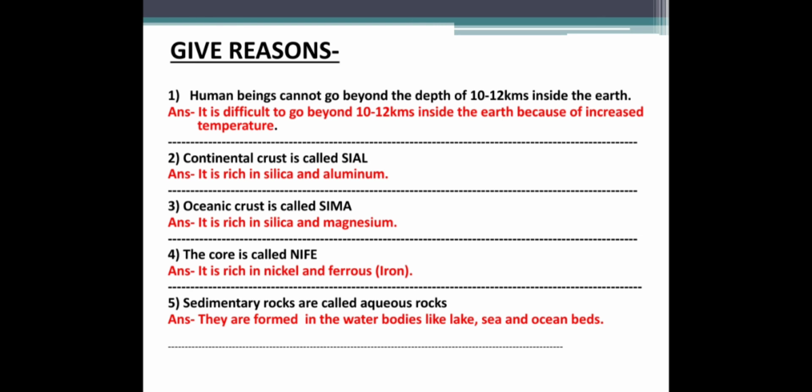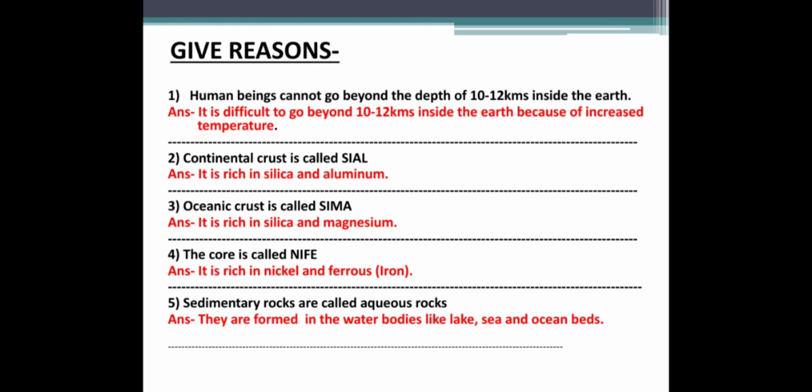Temperature will be more. Now continental crust is called sial because it is rich in silica and aluminium. Oceanic crust is called sima. It is rich in silica and magnesium. The core is called nife. It is rich in nickel and ferrous. Sedimentary rocks are called aqueous rocks because they are formed in the water bodies like lake, sea and ocean beds. Even sedimentary rocks are called the secondary rocks. They are formed the second time.